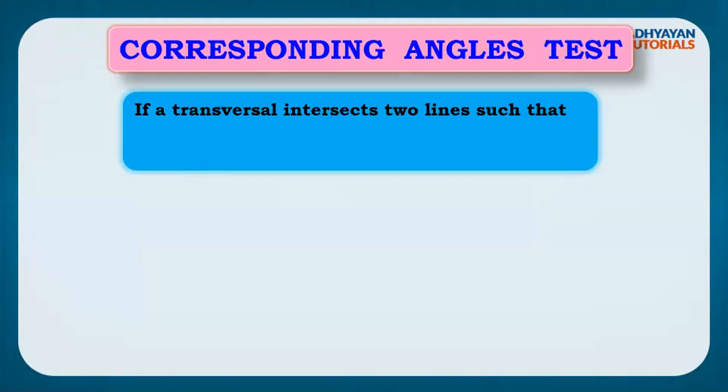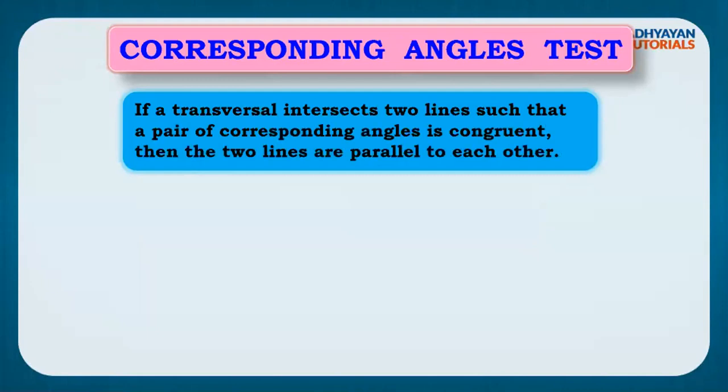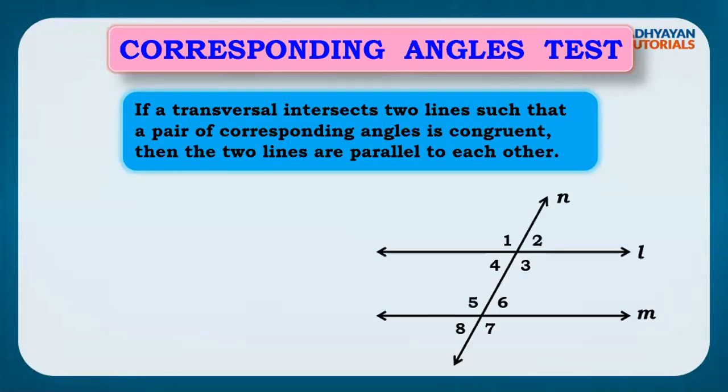If a transversal intersects two lines such that a pair of corresponding angles is congruent, then the two lines are parallel to each other. I know maximum, in fact 99% of the students, have not understood anything here. So don't worry, you'll understand the statement here. There is this transversal, children, which intersects two lines such that a pair of corresponding angles is congruent. So what is given here? That corresponding angles are congruent.